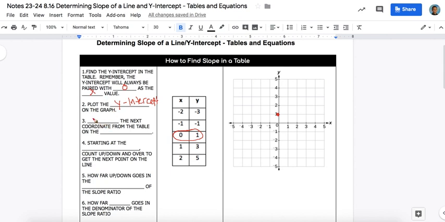Now, plot the next coordinate from the table on the graph. So we're going to plot the point (1, 3). So I start at the origin when I graph an ordered pair and go 1, 3.